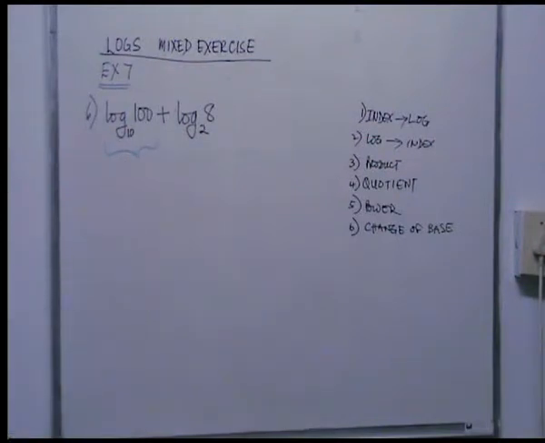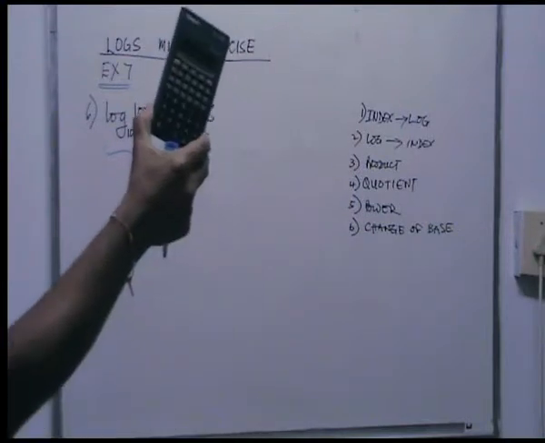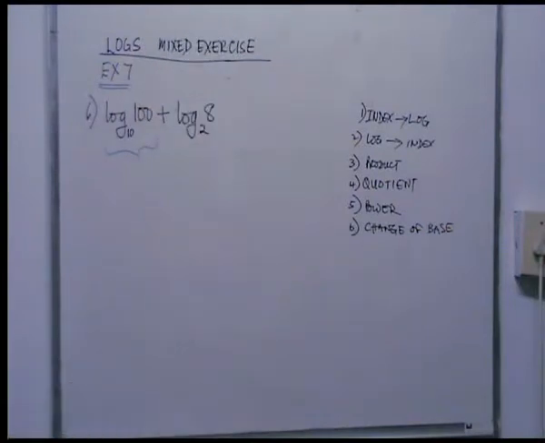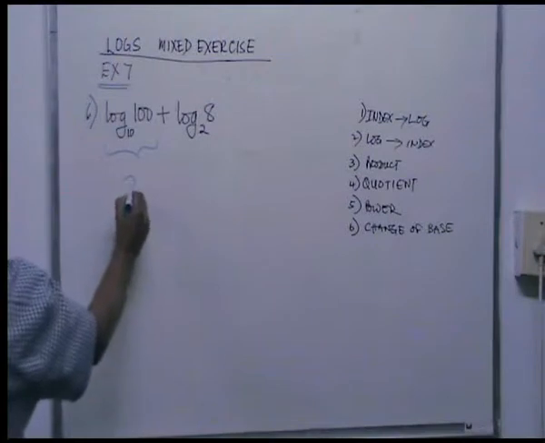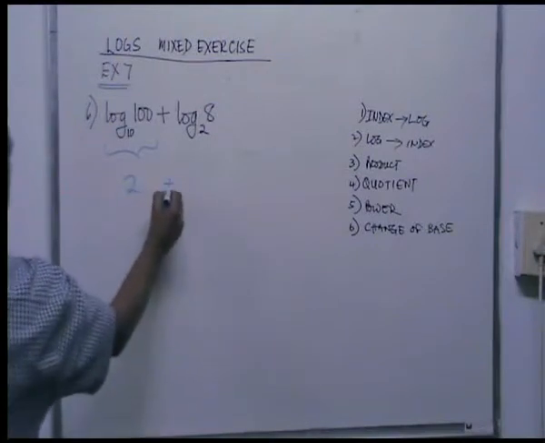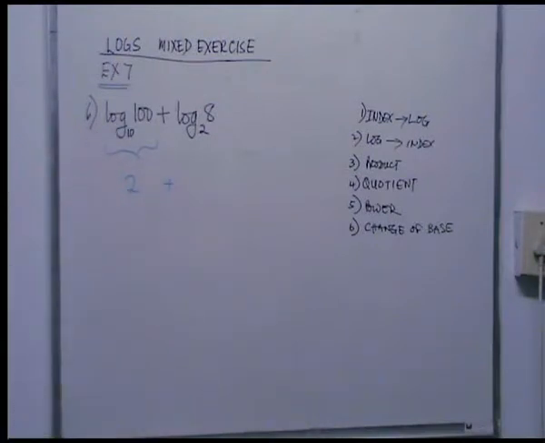Log of 100 to the base 10, which you can find on the calculator. So you can find log of 100 to the base 10 on the calculator. Just press log 100 and you get the answer 2. So that part is 2. You found that one part.